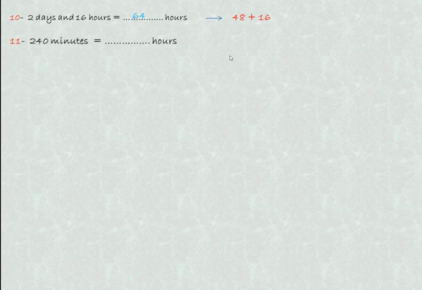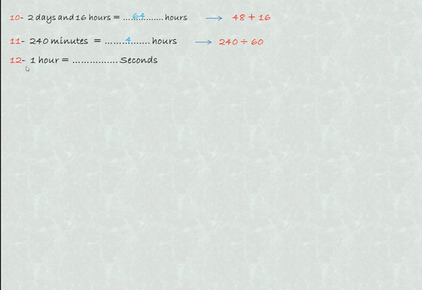Question number 11, 240 minutes equals how many hours? To convert from small to big, we divide 240 by 60. We can cancel the 0. Then 24 divided by 6 equals 4. Then 4 hours equals 240 minutes.